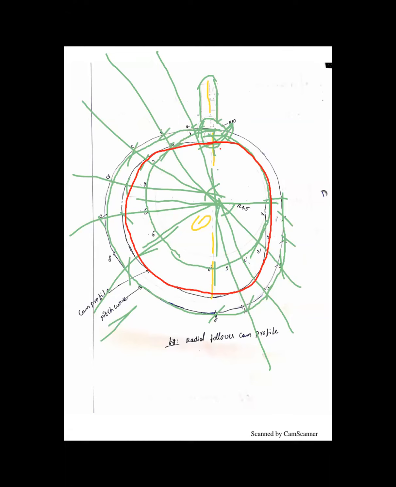Is it clear? All of you draw this diagram, the cam profile. That is the radial follower cam profile, and another one is the offset follower cam profile. You may not mention the procedure of the cam profile, so just try it enough. Is it clear? Any queries?